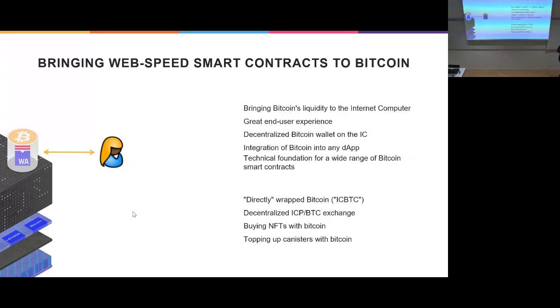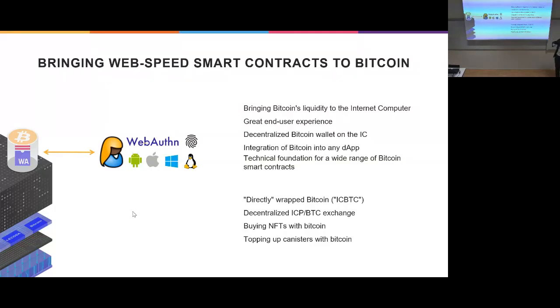So now, what does it mean to bring web speed smart contracts to Bitcoin? So first of all, we can bring some of Bitcoin's liquidity to applications on the Internet Computer. We can build smart contracts with a great user experience, like easy authentication, for example. Users authenticate using the WebAuthn protocol, passwordless, it's supported on all major platforms, and on the mainstream platforms you can do biometric authentication, which is really nice. No passwords anymore, easy authentication to the smart contract. Furthermore, you don't need to pay gas fees, also very convenient as an end user.